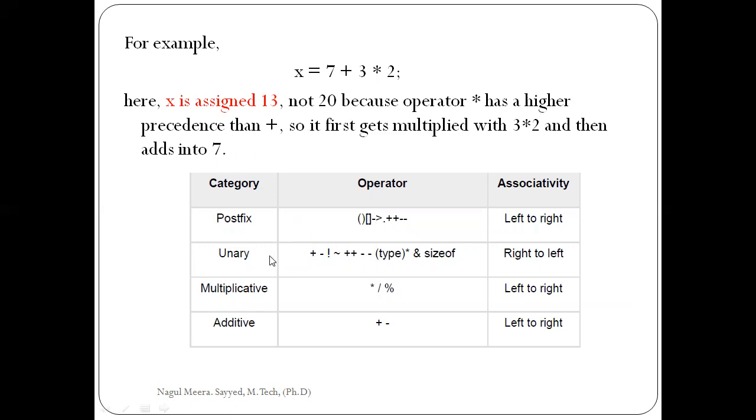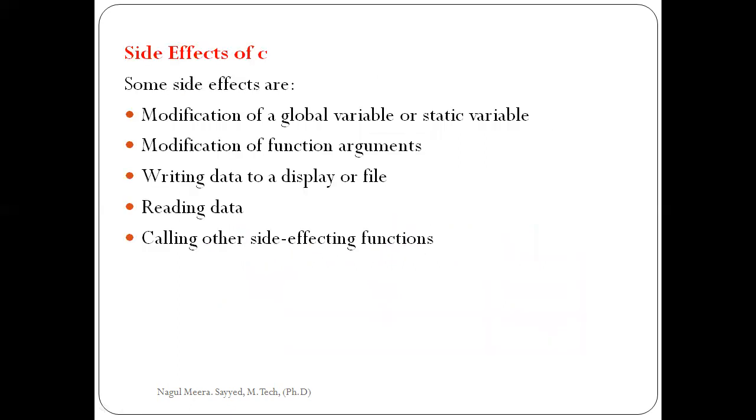Here there are some categories given. For example, if our expression consists of this order, left to right is performed. These are all different types of examples. Coming to our next topic, that is side effects of C. What is the meaning of this?